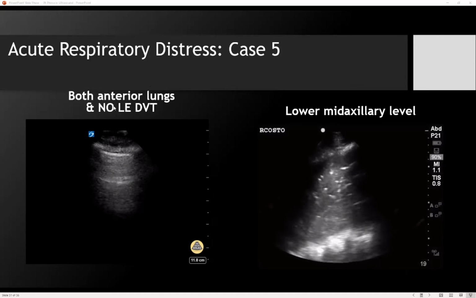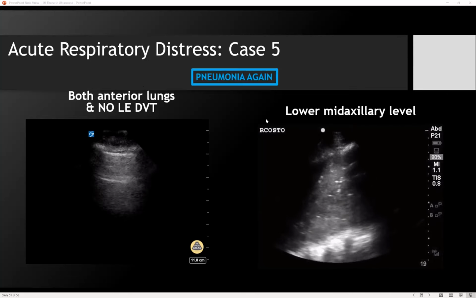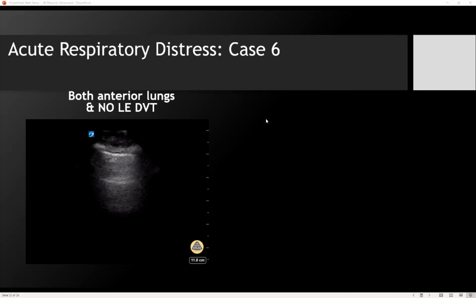That looks like a pneumonia. Yeah, dynamic air bronchograms. The anterior lungs are okay, but this is the lower mid-axillary level. That would be like that PLAPS or that dependent area. So exactly, this would be consistent with a pneumonia. Again, these aren't straight up diagnoses, but these are sort of guiding your acute respiratory distress evals.